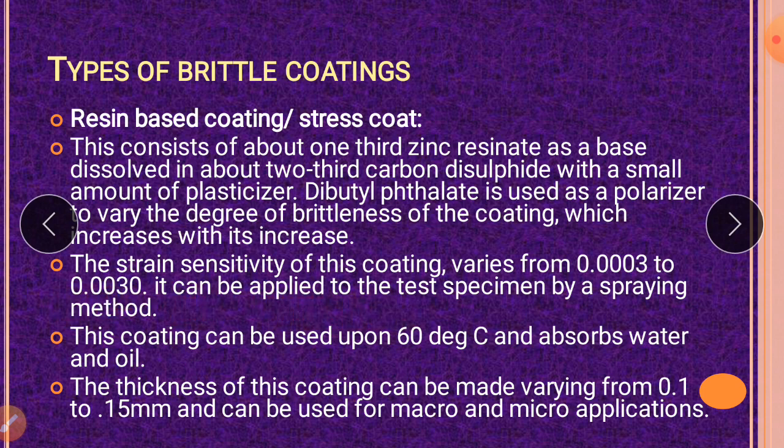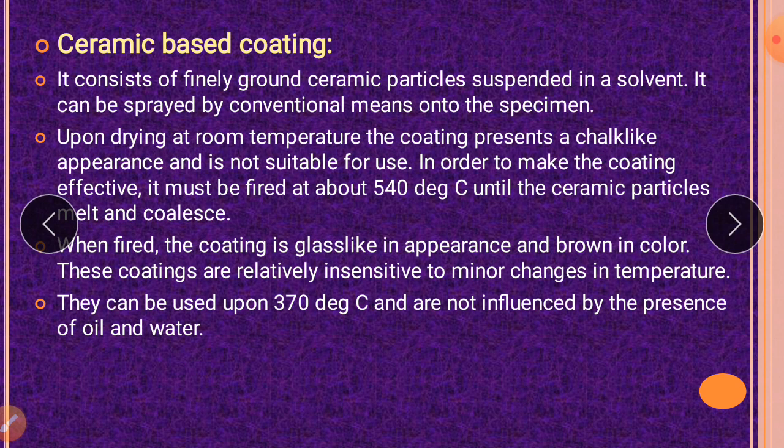It can be applied to the test specimen by the spraying method. This coating can be used up to 60 degrees and is affected by water and oil, meaning it has a 60 degree limiting temperature. The thickness of the coating can be varied from 0.1 to 0.15 mm, and can be used for macro and micro applications. Next is ceramic based coating.